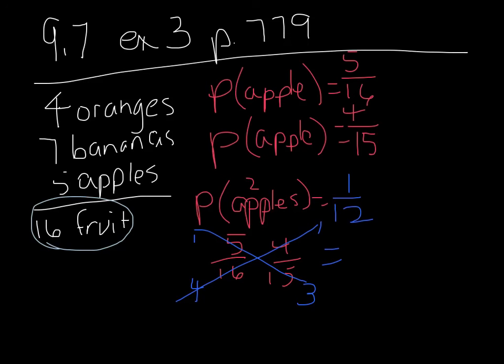So the probability that 2 apples will be selected out of that basket of fruit will be 1 out of 12. So this is a dependent event.